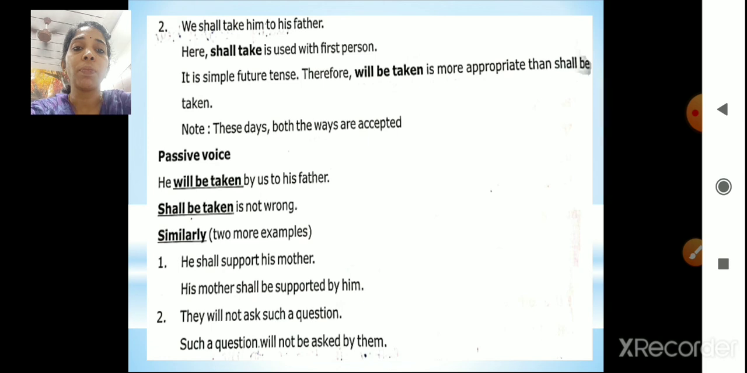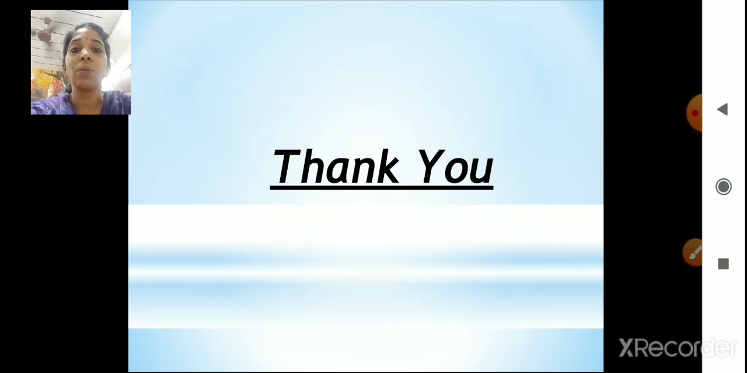So I hope students you are clear with model number 8 as well. The application of this model, the usage of this model in the activity, we'll learn in the next session.